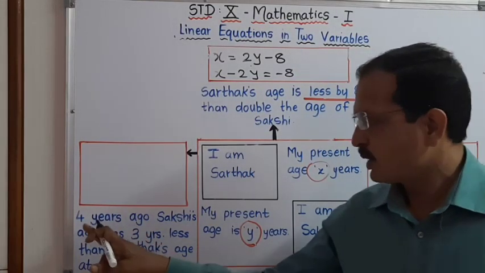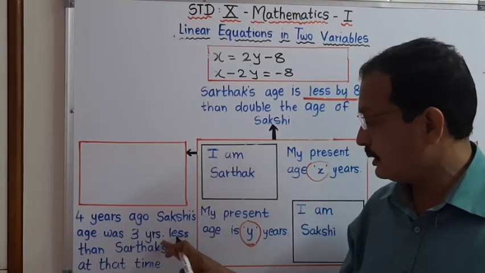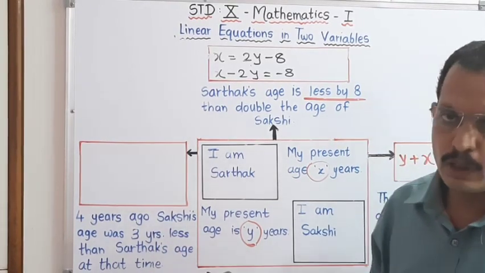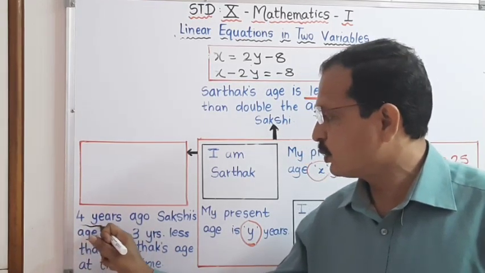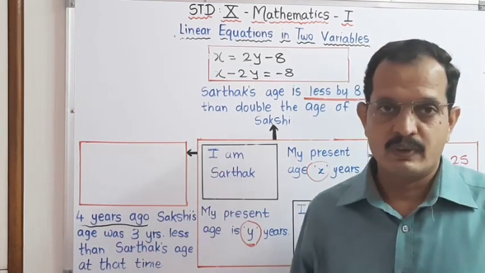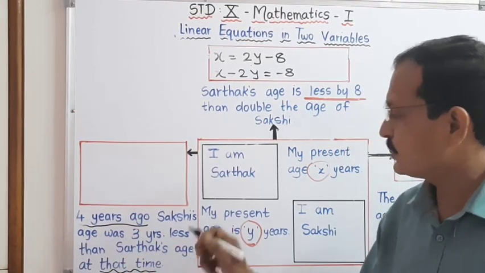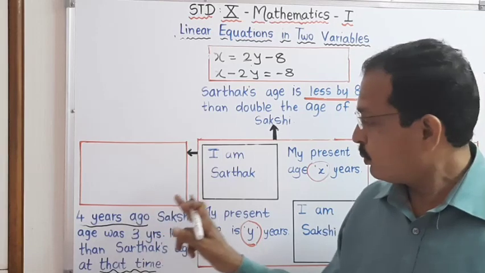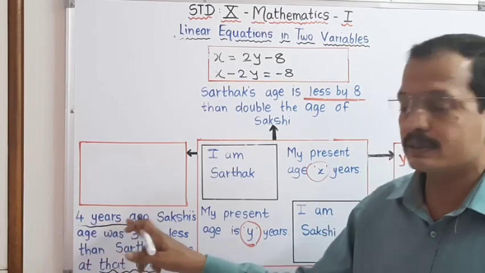Now, see here. 4 years ago, Sakshi's age was 3 years less than Sarthak's age at that time. Now, we have to make the parts of this. First part is 4 years ago. That means 4 years before. That means first of all, here the word at that time. Therefore, first of all, from this information, we have to find out the age of Sarthak and Sakshi before 4 years. That means 4 years ago.